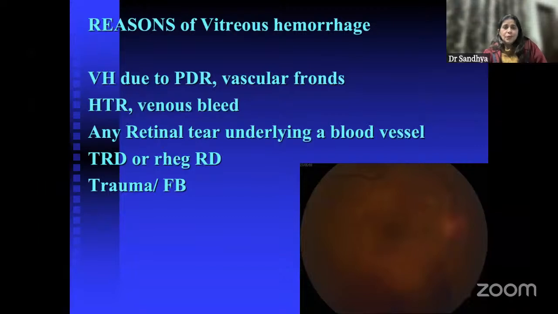So the reasons possibly. Now you have to think yourself what are the possible reasons for hemorrhage in this patient. It could be a PDR, it could be a vascular front, it could be a hypertensive retinopathy, maybe a venous bleed, or any retinal tear or a TRD because of some other cause, or any trauma or a foreign body.